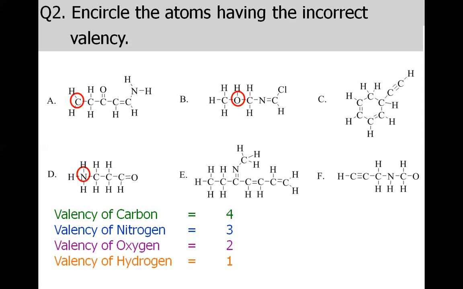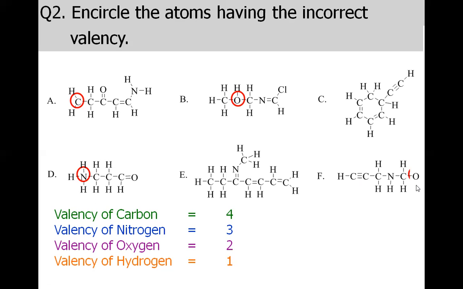Now, if you look at compound F, which is the last structure of this question, again here the first, second, third and also the fourth carbon all are in the correct valency. As for nitrogen, which should be trivalent, it is trivalent, and all hydrogens are also in the correct valency, being monovalent. However, the oxygen should be divalent, but here it is shown as monovalent. So one valency of oxygen is missing.